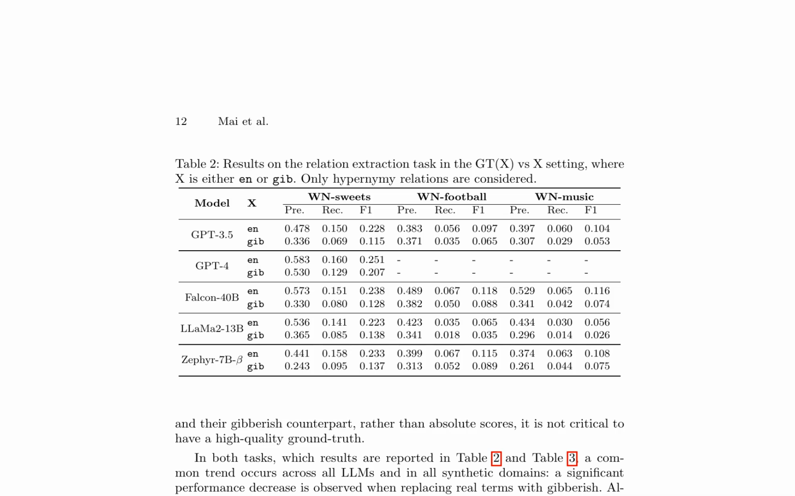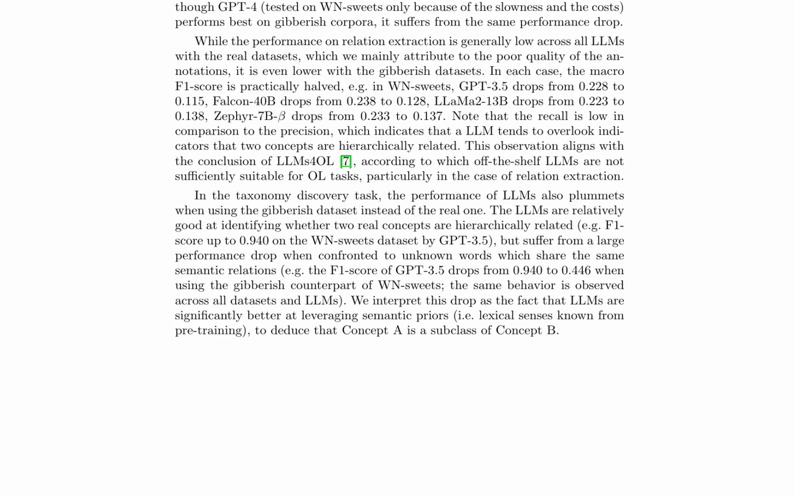The fine-tuning experiment shows a significant performance decrease when replacing real terms with gibberish in both relation extraction and taxonomy discovery tasks, suggesting that LLMs are better at leveraging semantic priors but struggle with unknown words. The study highlights the importance of considering the completeness and quality of the ground truth datasets and concludes that off-the-shelf LLMs are not sufficiently suitable for ontology learning tasks, particularly in the case of relation extraction, and that further research is needed to improve their adaptability to different domains.